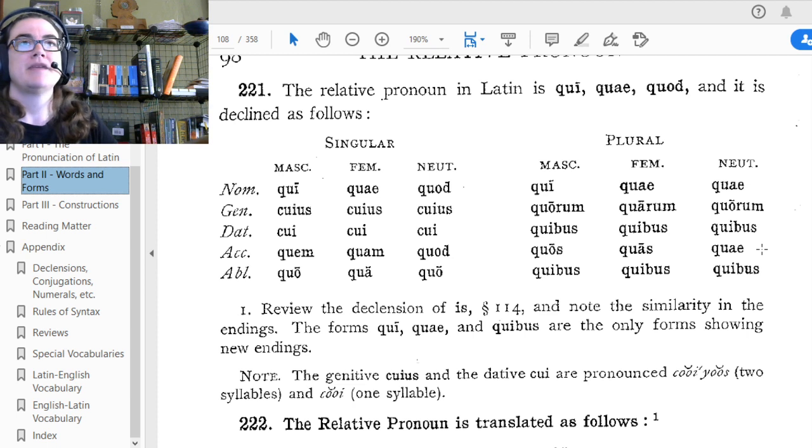Alright. So, this is what the relative pronoun looks like in Latin. Qui, quae, quod, quis, quis, quis, qui, quam, quam, quod, quo, qua, quo, qui, quae, quae, quorum, quarum, quorum, quibus, quibus, quibus, quos, quas, quae, quibus, quibus, quibus. All right, so let's break it down and compare it to things that we know.